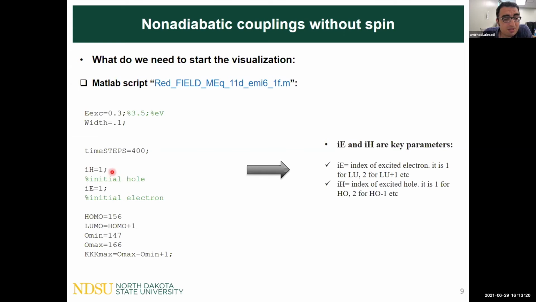And there are 2 important parameters, IH and IE. They are key parameters for this calculation. IE is the index of the excited electron. It could be 1 for the LUMO, 2 for LUMO +1, and in the same manner, IH is the index of the excited hole. And it's 1 for HOMO, 2, for instance, for HOMO -1, and so on.